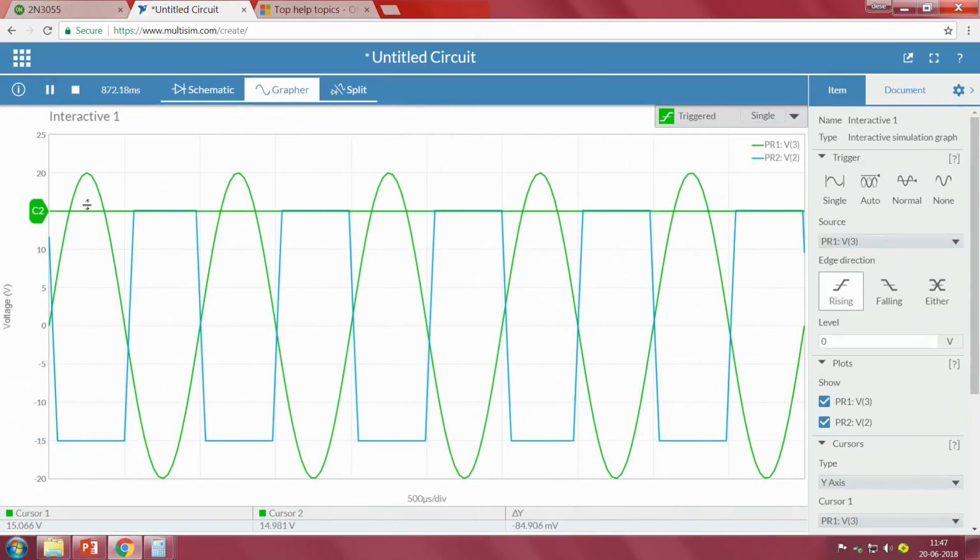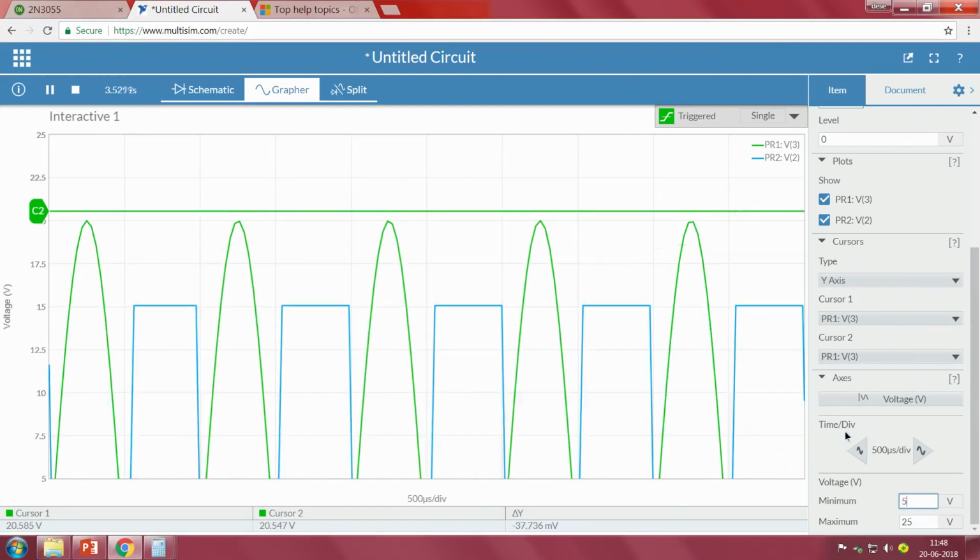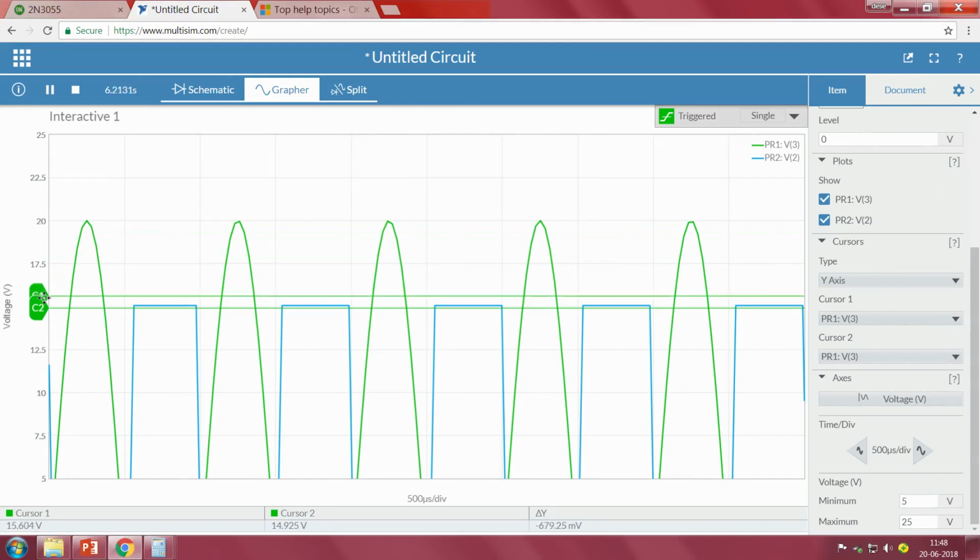So, when we look into the grapher, I will zoom it. The maximum is 25 and the minimum, let us take it as 5. The cursor readings are 14.097 and the other one is 15.0273.